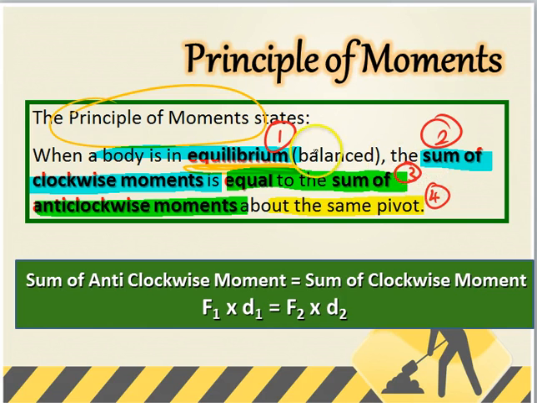So the principle of moments states that when a body is in equilibrium, which means that it's balanced, the sum of clockwise moments is equal to the sum of anti-clockwise moments, about the same pivot. People tend to miss out this last part over here. So always remember there's one last part after saying that the moments are equal. In this case, F1 D1 equals F2 D2. In actual fact, you can add more things over here. This is only for a very simple one.